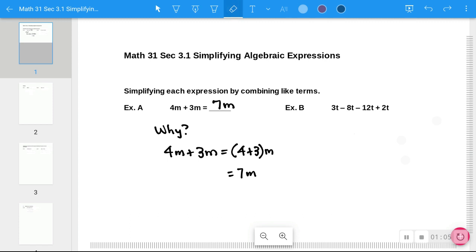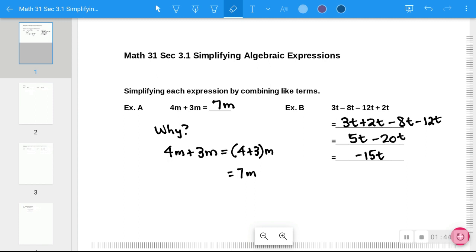Now, in the next example here, I'm going to start by collecting the positive terms up front. So I've got this 3t and this 2t that are combined up front. And those two terms combine to give 5t. And then in the back, it looks like it's messed up a little bit. Let me fix that. It should be 12t there, and here 20t. Okay. Now that that's fixed, 5t minus 20t is negative 15t.